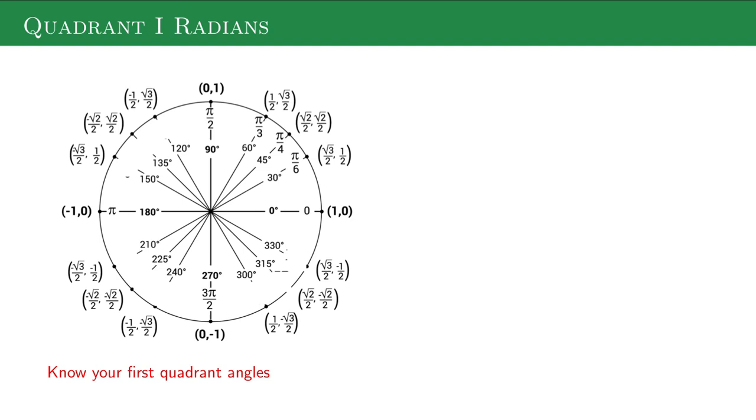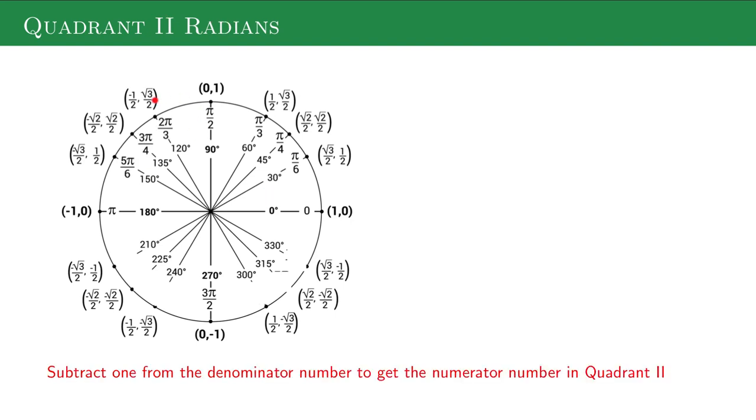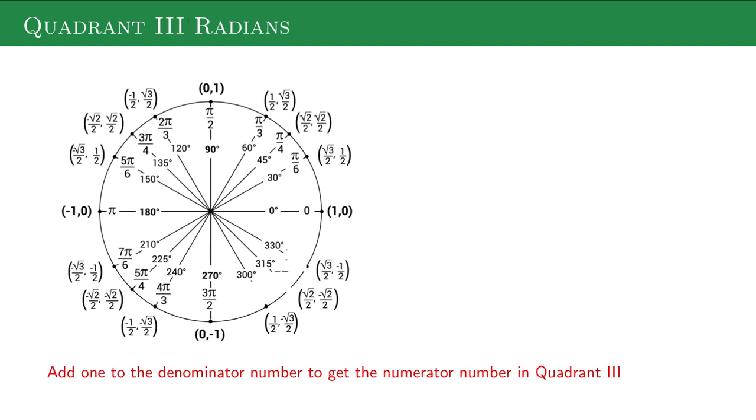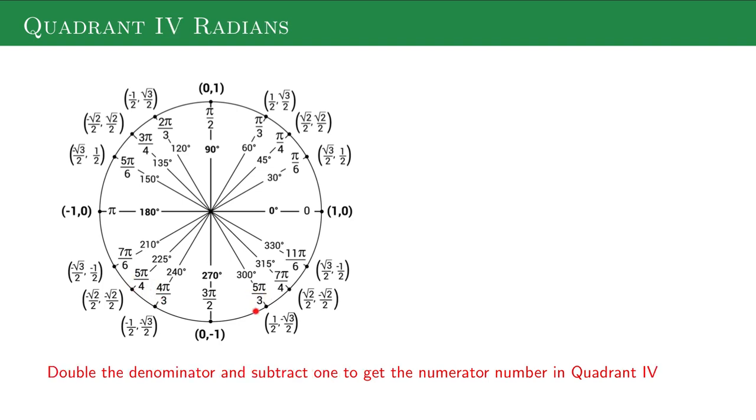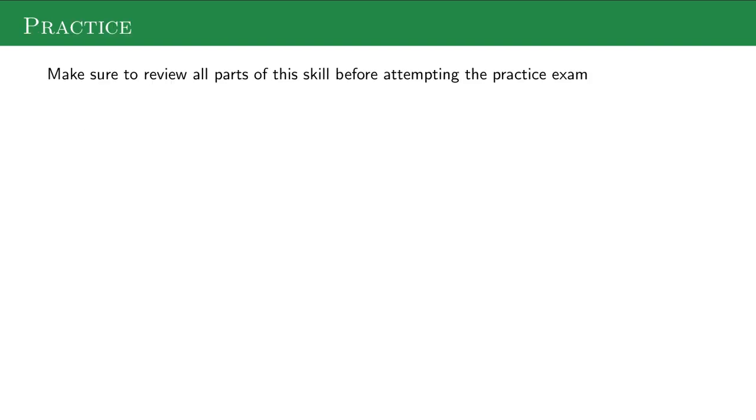Then for radians, these ones you just memorize. And again, there's a decreasing pattern going on here, so it's not full memorization, there are also tricks. In quadrant 2, you take the bottom number and subtract 1 to get the numerator. In quadrant 3, you take the bottom number and add 1 to get the numerator. And in quadrant 4, you double this number and subtract 1. So 6 minus 1, 8 minus 1, 12 minus 1 to get that. That's how you figure out the unit circle.